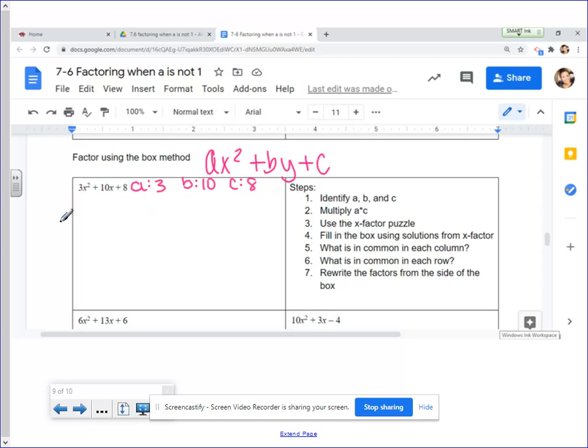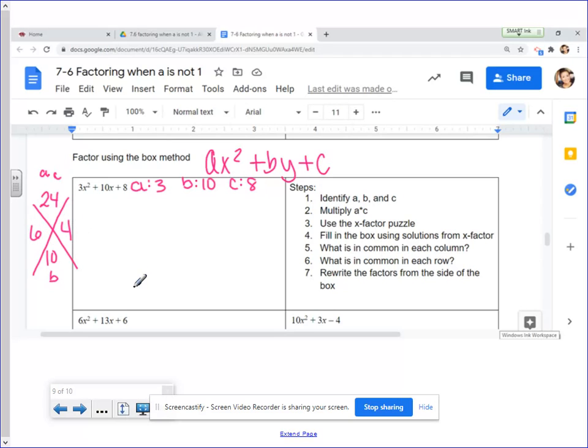Second step, multiply A times C. So 3 times 8 is 24. That goes on the top of your puzzle. This one is A times C. And then the bottom of your puzzle is B, and our B is 10. So something that multiplies to give you 24, but adds to give you 10. 6 and 4.